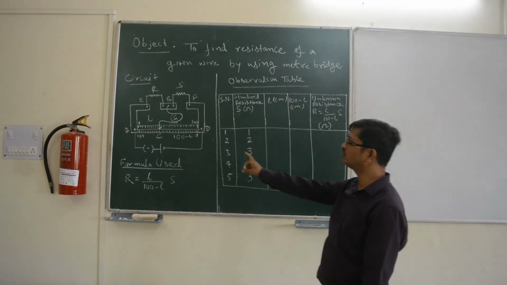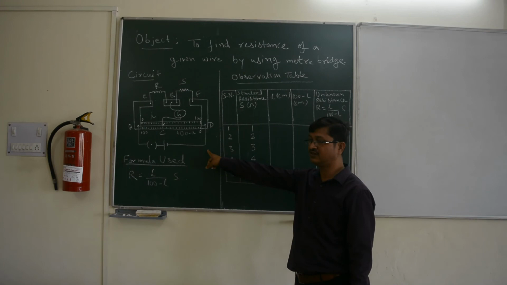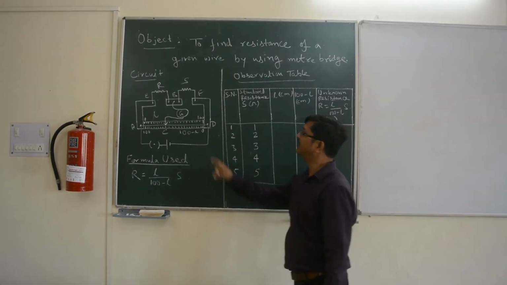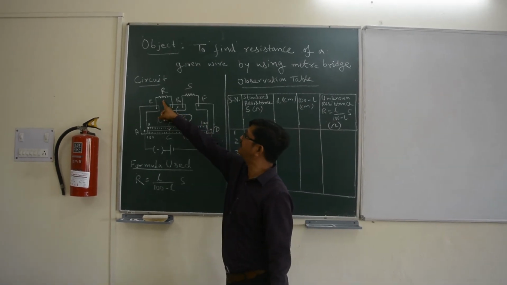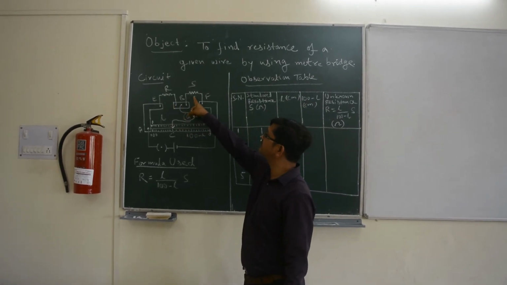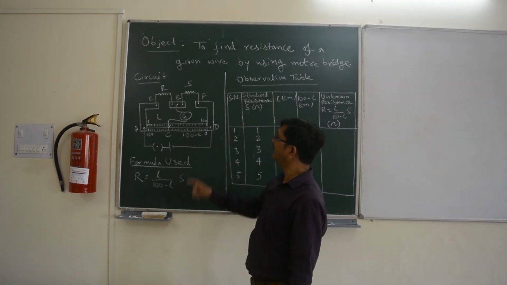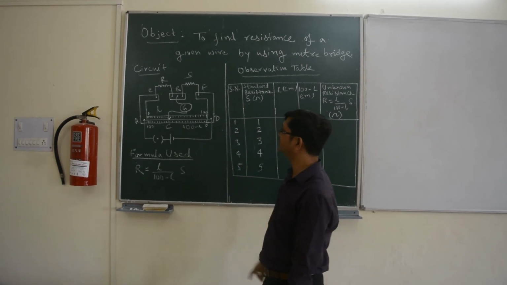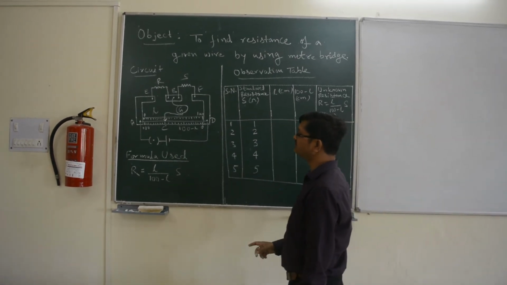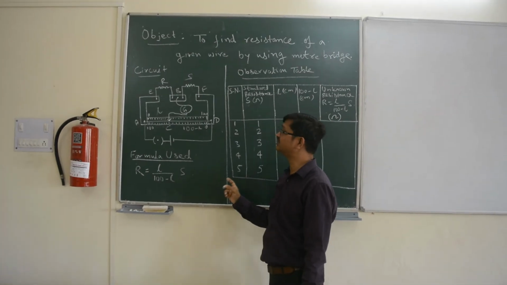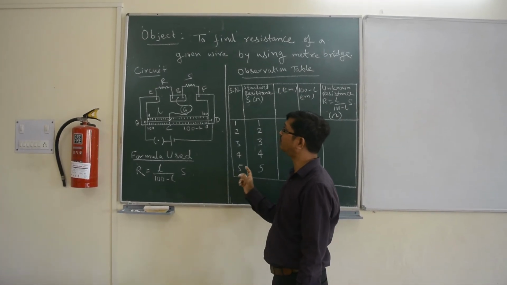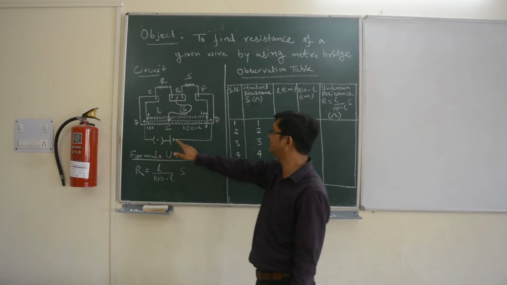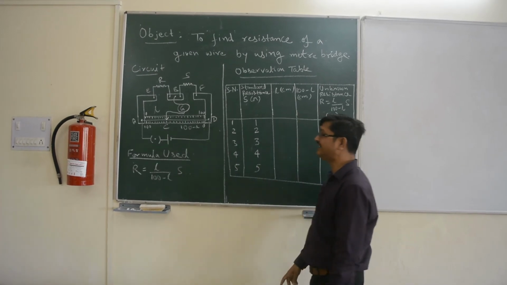The circuit we are going to make use of is this one that I have made on the left hand side here. You can see that you have the unknown resistance capital R, the known standard resistance capital S, and the resistance between A and C and the resistance between C and D. We are using the balancing condition of the Wheatstone bridge, and for that the formula is R by S is equal to the resistance between A and C by the resistance between C and D.